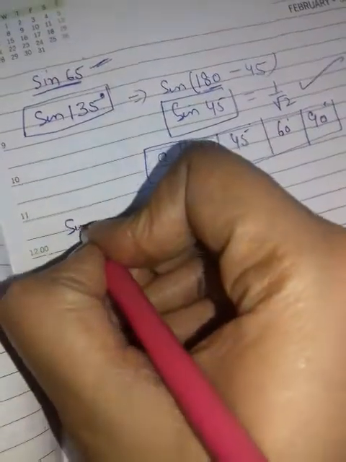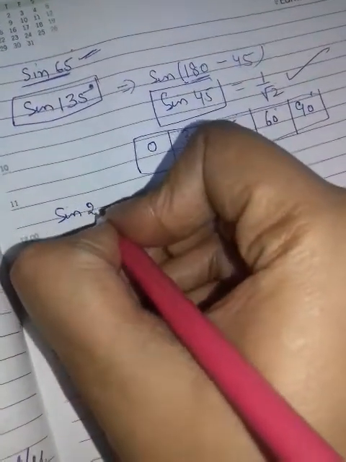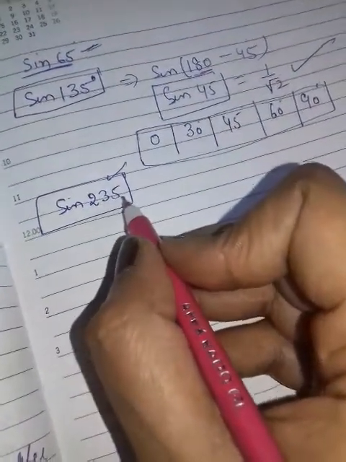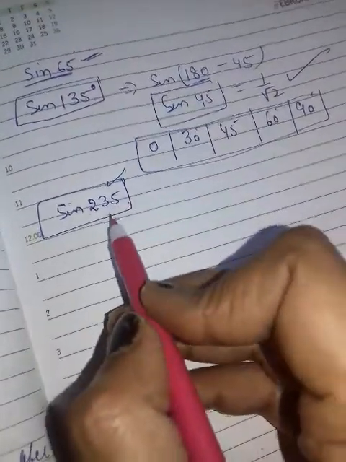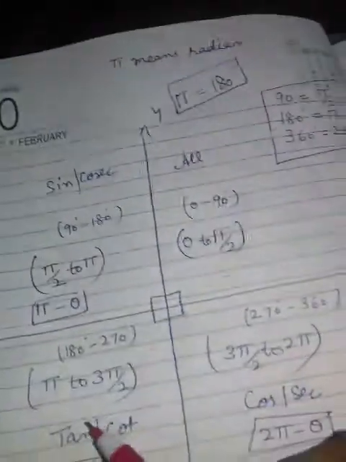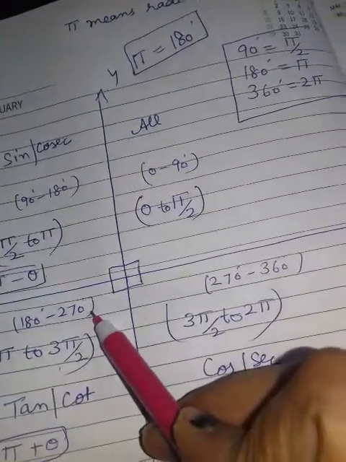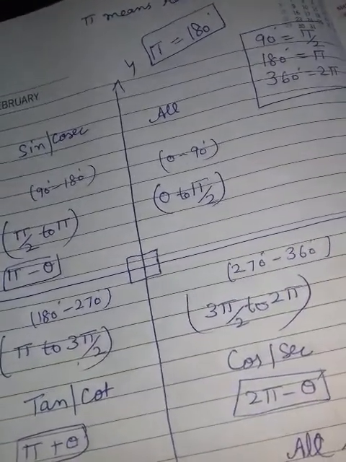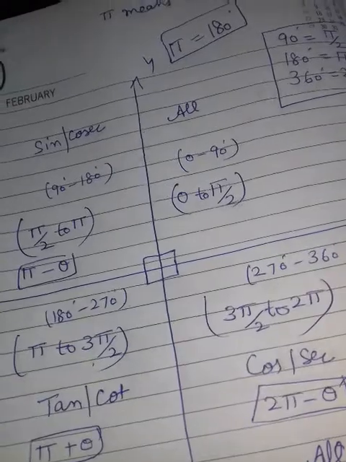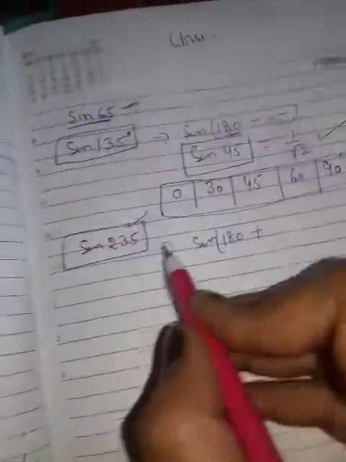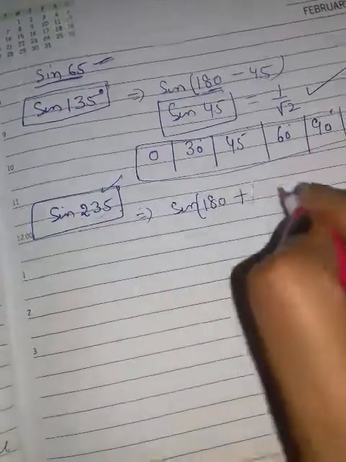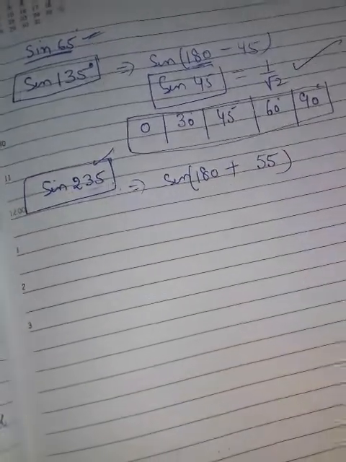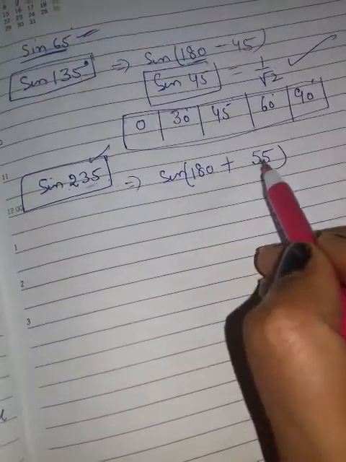Yes, next one is, suppose you have 235, then how will you do it? So you will see in which quadrant this is coming. This is coming in 180 to 270. So I will break it in this quadrant as pi plus theta. Pi means 180 plus theta. What do I add to make it 235? Yes, 55. So sine 180 plus 55.